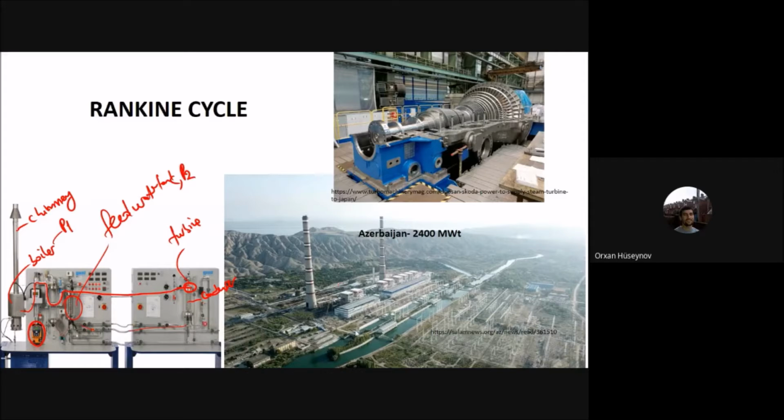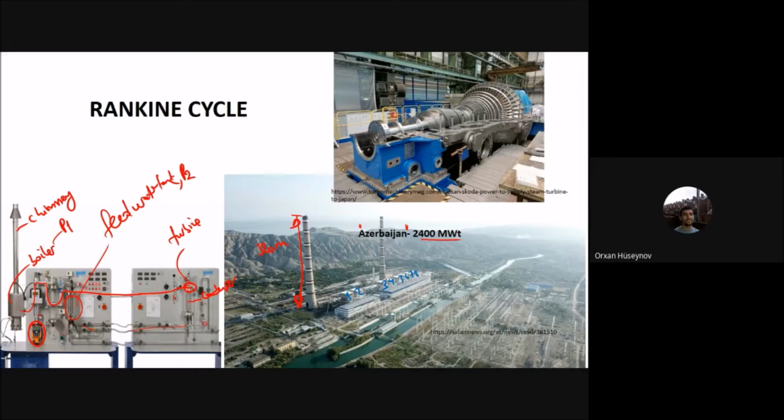And the real Rankine cycle for electricity generation looks something like this. This is the chimney here, and the chimney is at a height of 320 meters. This one is the Azerbaijan power plant, which is 2400 megawatts. The Azerbaijan power plant has 8 units. You can see the units here: the first one, the second, the third, and so on up to the eighth.